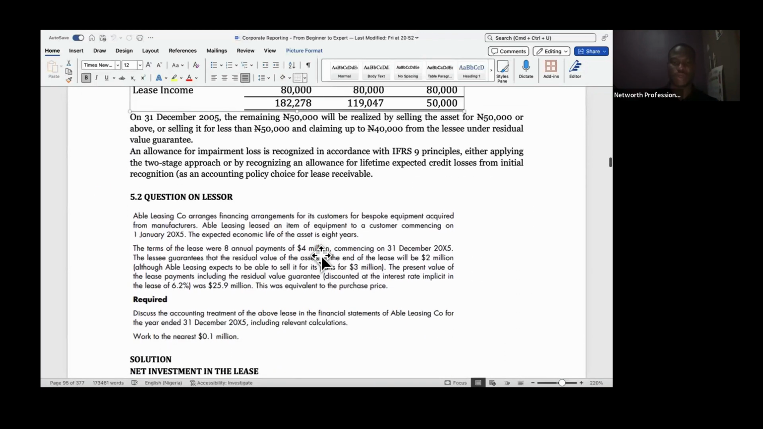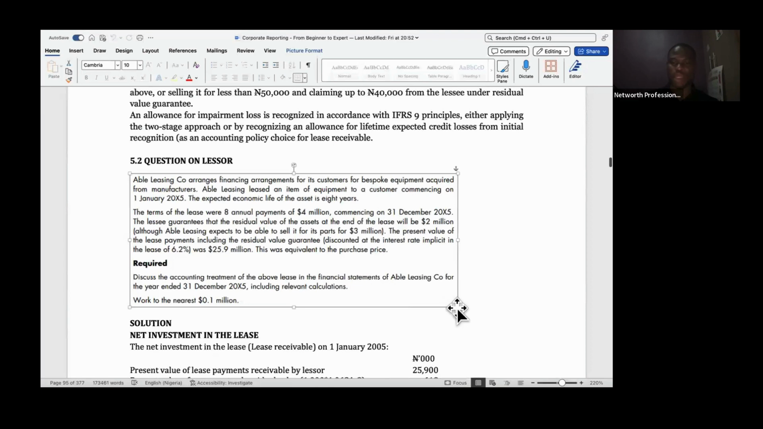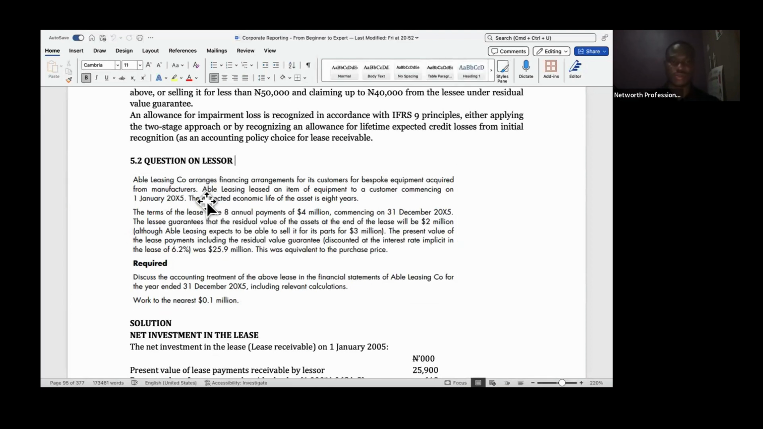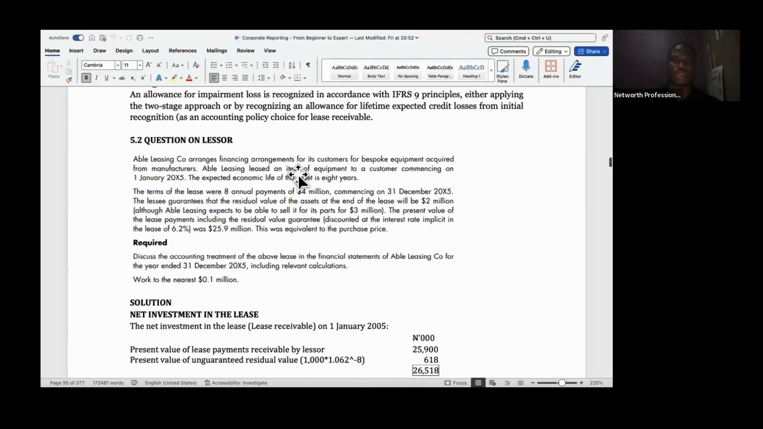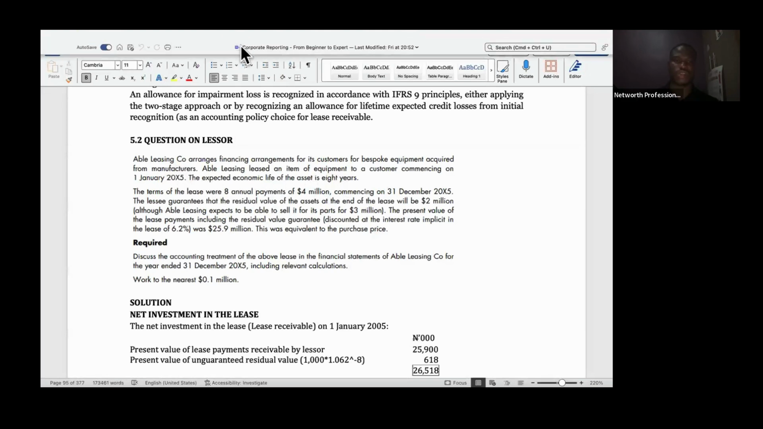Let's solve another question again. Now, this one talks about Able Leasing. He said the guy arranges finance arrangement for its customers for bespoke equipment acquired from manufacturers. Able Leasing leased an item of equipment to a customer commencing on 1st January 2005.